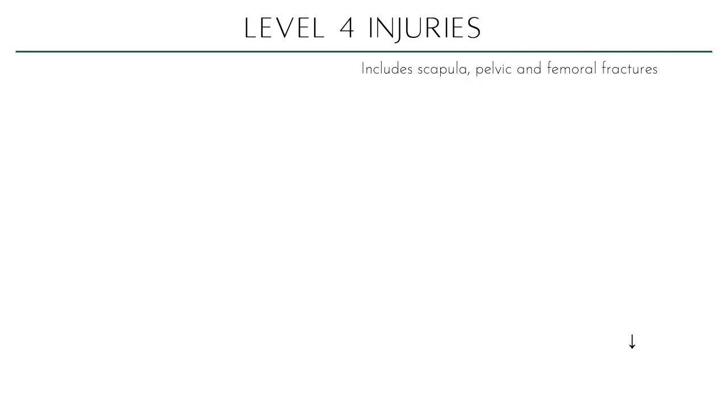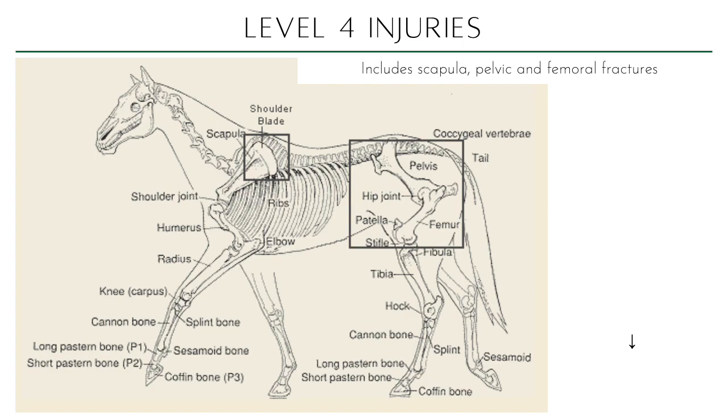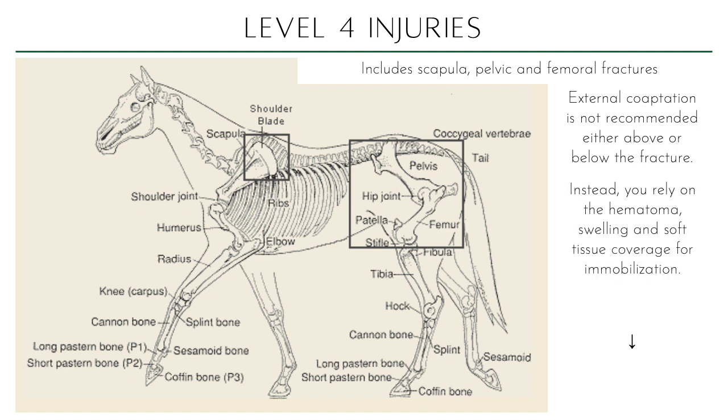Level 4. Okay? The level 4 injuries would include fractures on the scapula, the pelvis, and the femur. Right? External coaptation here is not recommended, either above or below the fracture. Okay? Number 1, the big amount of soft tissue here is really good for immobilizing the broken bone. Okay? You rely on the hematoma because there will always be a hematoma there, because once your bones break, the blood vessels gliding across it would also break. Okay? So that will cause hematoma.